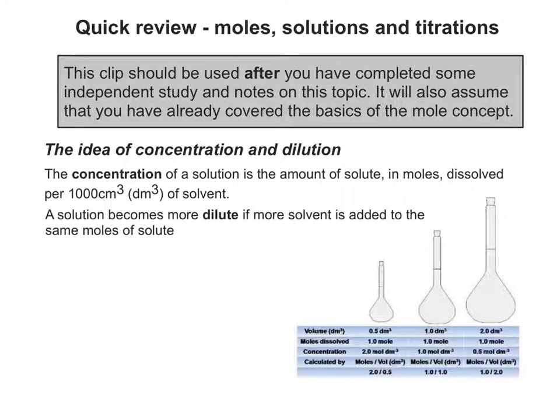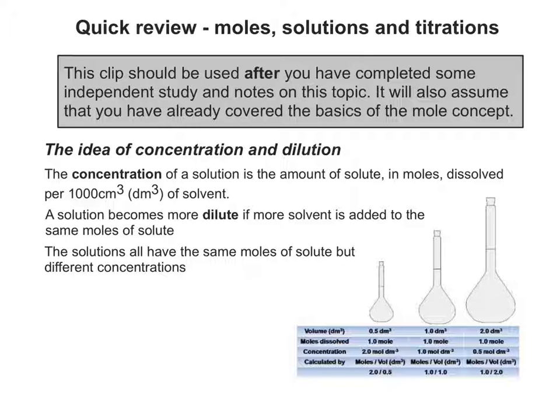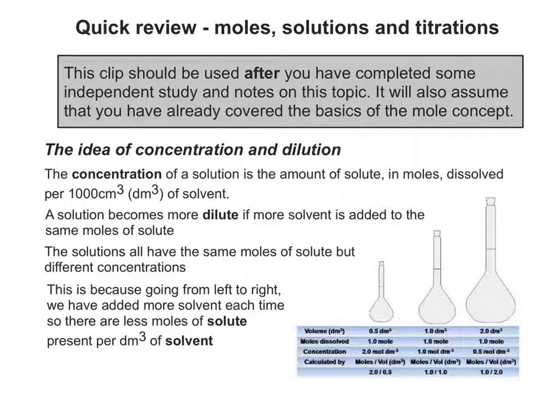The solution becomes more dilute if more solvent is added to the same moles of solute. If you look at the solutions in the diagram, they all have the same moles of solute, 1 mole, but different concentrations. The reason for this is going from left to right, we have added more solvent each time, so there's less moles of solute present per decimeter cubed of solvent. And we can use n equals C times V to mathematically prove this.